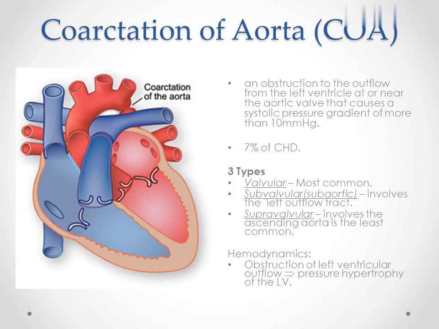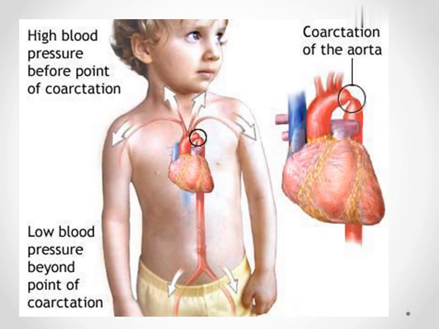Coarctation of aorta, COA: an obstruction to the outflow from the left ventricle at or near the aortic valve that causes a systolic pressure gradient of more than 10 mm of mercury. 7% of CHD. 3 types: valvular, most common; subvalvular, subaortic, involves the left outflow tract; supravalvular, involves the ascending aorta, is the least common. Hemodynamics: obstruction of left ventricular outflow pressure, hypertrophy of the LV.